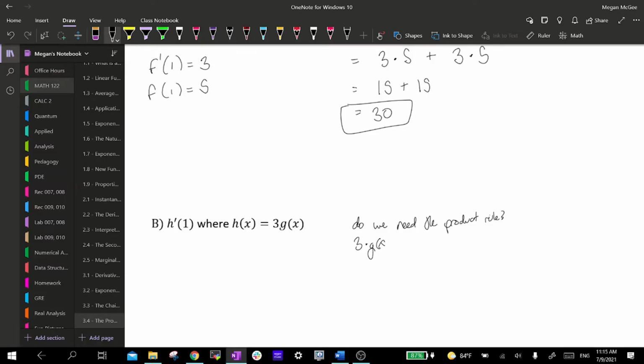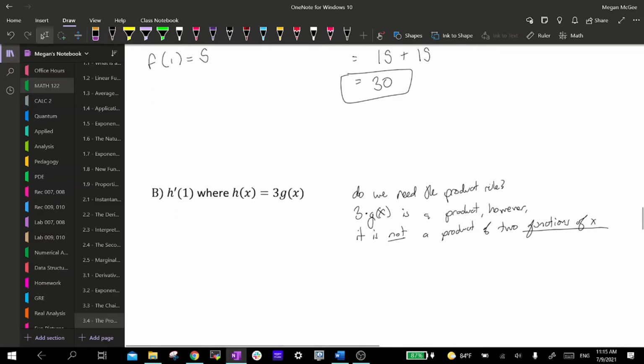Three times g of x is a product, all right? I'm not denying that. However, what is it not? It is not a product of two functions of x, or the variable that we're dealing with. In this case, we're dealing with x. Okay? This is a constant multiple. A constant multiple, and we've been dealing with constant multiples for the last few chapters.